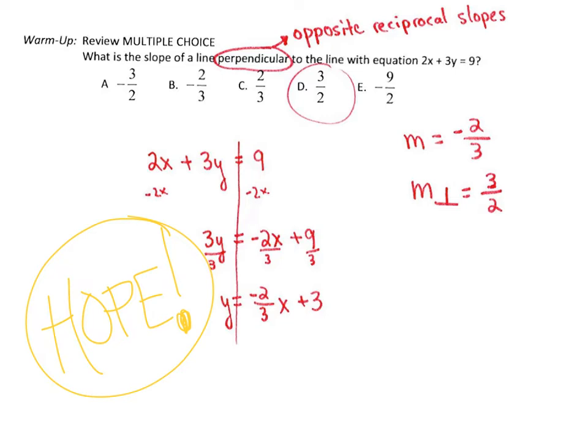Perpendicular lines have opposite reciprocal slopes. So you would like to put the original equation in the form y equals mx plus b, solve for y. Then identify what your slope is. It is -2/3. Therefore, the opposite reciprocal slope is 3/2.